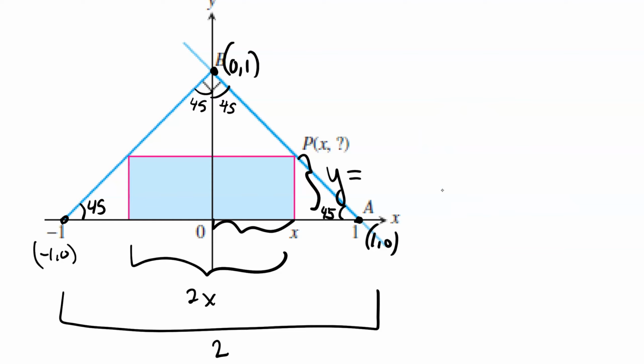So I know what the equation for this side length is. What's the slope? Negative 1, right? Because we're going from 0, 1 to 1, 0. The slope is negative 1, and my y-intercept is 1.